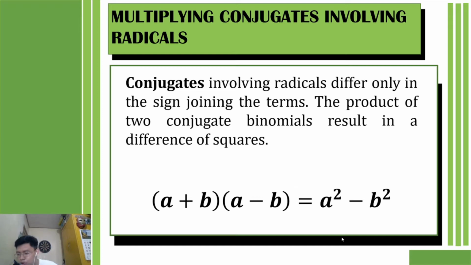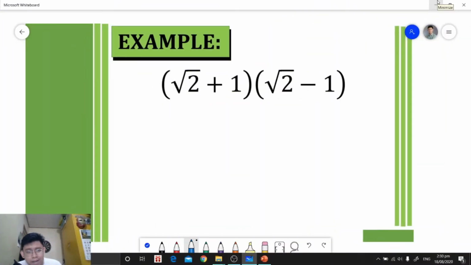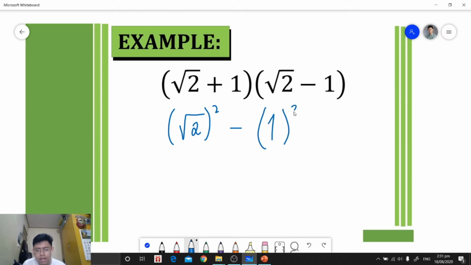Okay, so let's move on to our example. For example, we have this expression. Knowing that we are going to multiply conjugates here, we're just going to do these simple steps in multiplying conjugates. We're going to copy the first term and then square it. Square the first term minus the square of the last term. So we copy the last term and then square it.